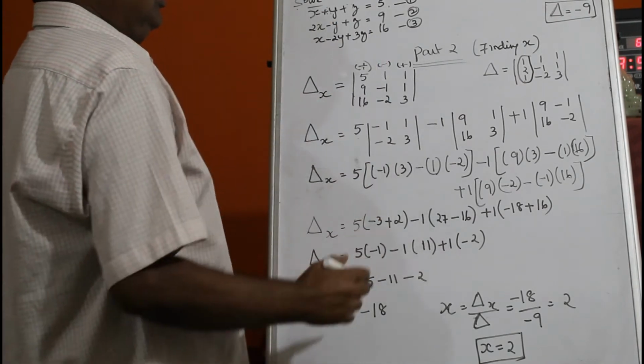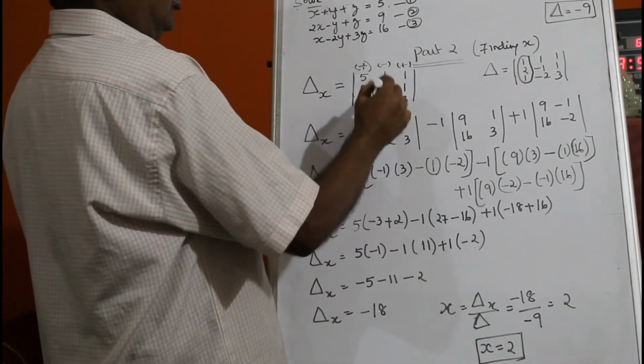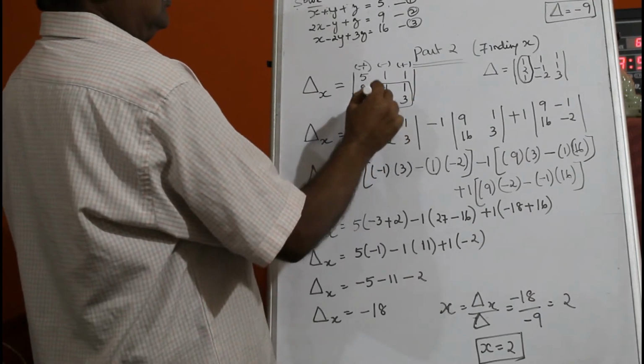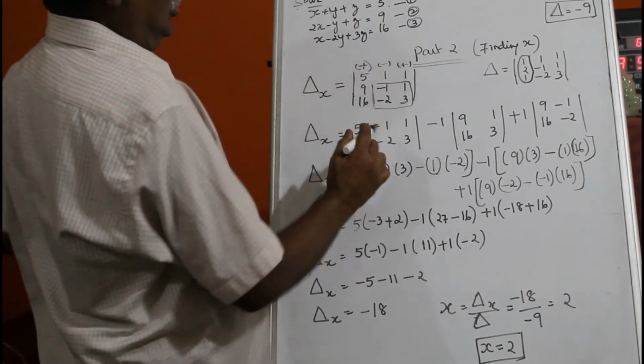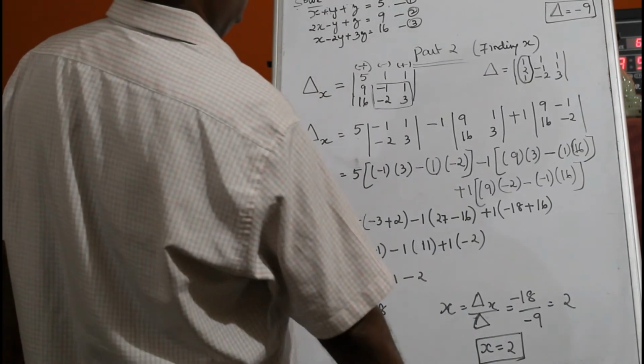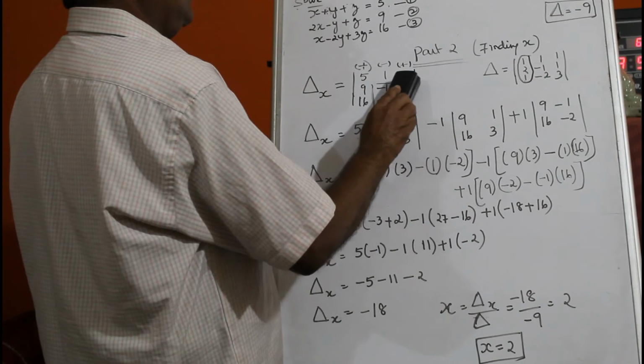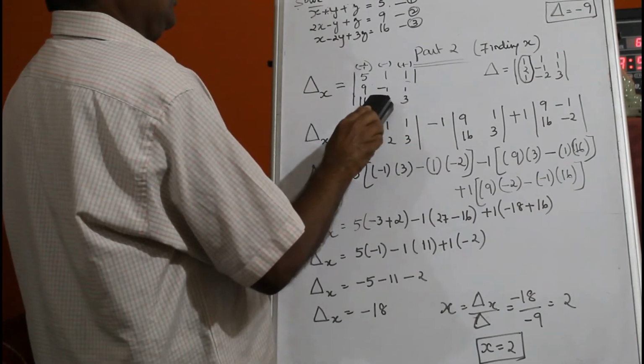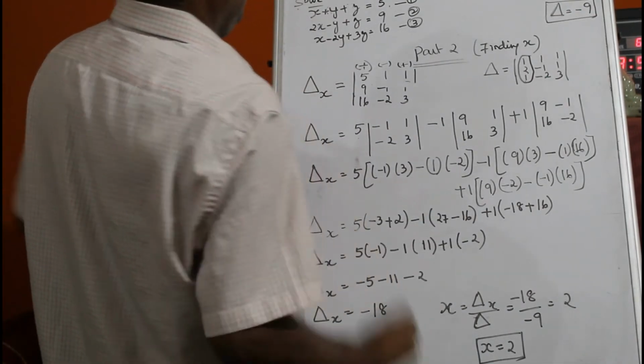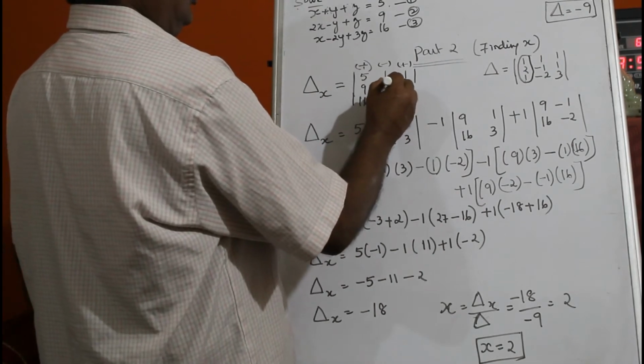So for 5, you get this block. You just leave this row and this column, and you get minus 1, 1, minus 2 and 3. Hope you understood. Like that, I remove this, so you leave that particular row and column.